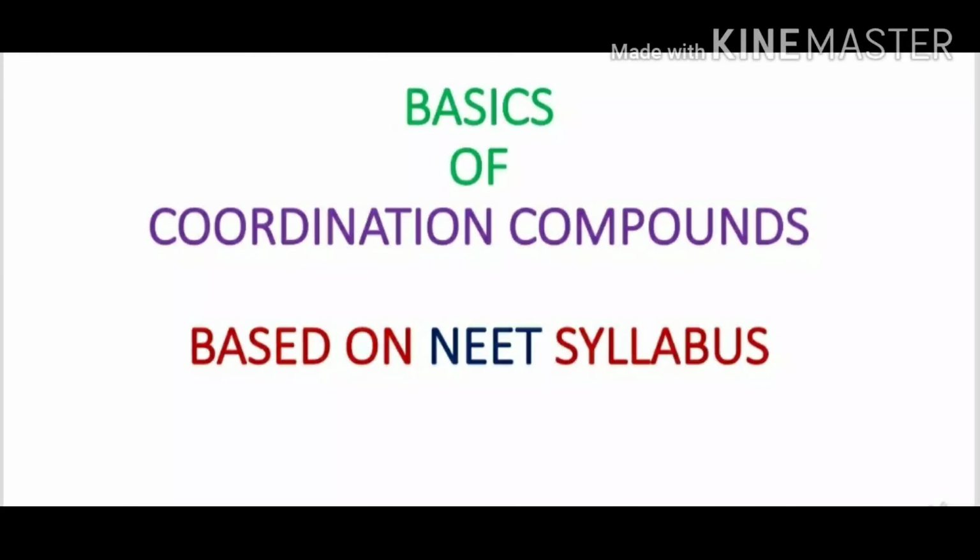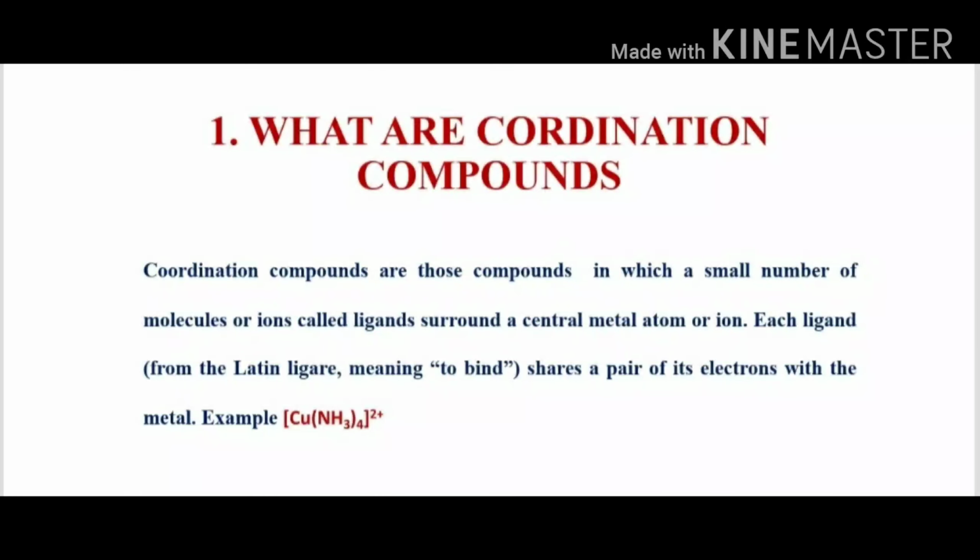Okay, we will start with the basics of coordination compounds based on the NEET syllabus. First, what are coordination compounds? Coordination compounds are those compounds in which a small number of molecules or ions called ligands surround a central metal atom or ion. Each ligand shares a pair of its electrons with the metal. For example, the tetraamminecopper(II) ion.